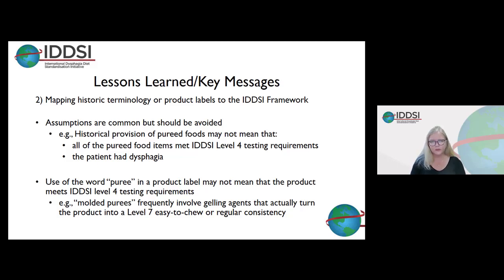So if you're a researcher and you're wanting to describe these kinds of products, then the absolute best way to handle this ambiguity is to obtain samples of those products and to test them so that you can describe their place in the IDDSI framework with confidence.